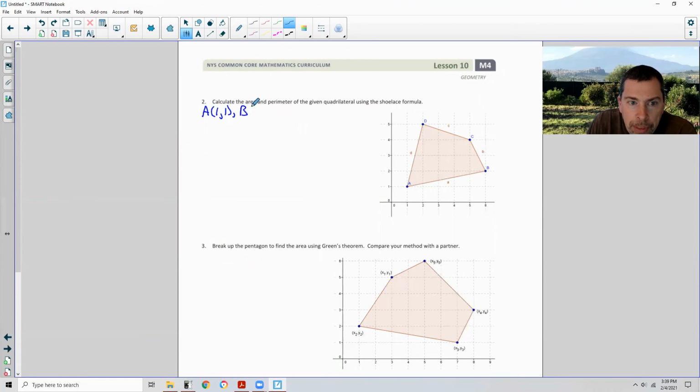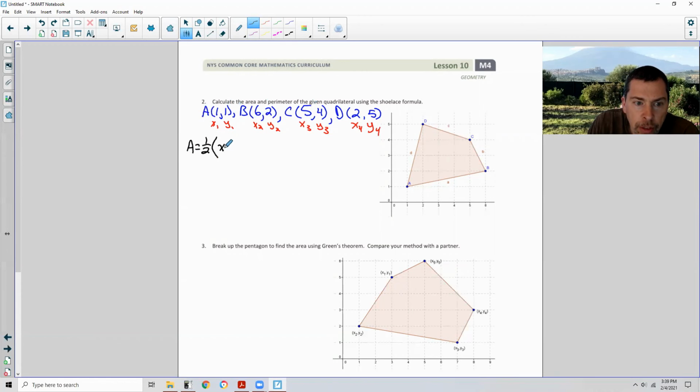So now my point B is 6, 2. My C is 5, 4. And my D is 2, 5. So there are our points. And then label them x1, y1, x2, y2, x3, y3, x4, y4. All right, and the formula really isn't that difficult. It's easy to remember. Area equals 1/2.